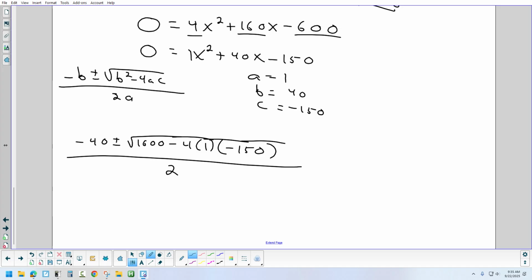Now, under the square root, we're subtracting a negative number. What happens when you subtract a negative? It turns into a positive. So if we want, we can make that positive right now, because it's going to become positive. What's 150 times 1 times 4? 600. Yep. So this part over here is 600 plus 1600. 2200.